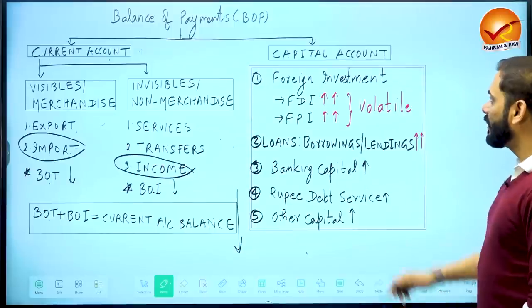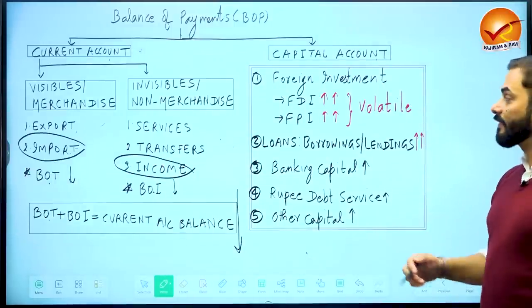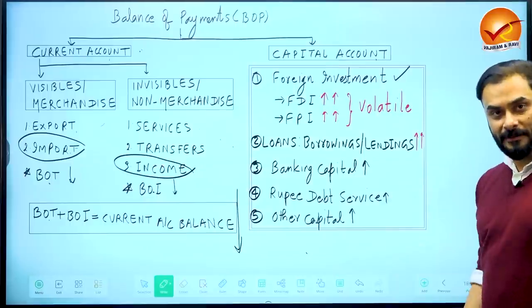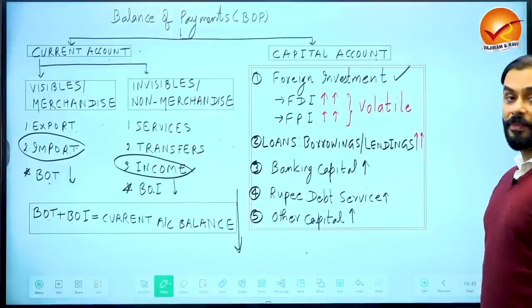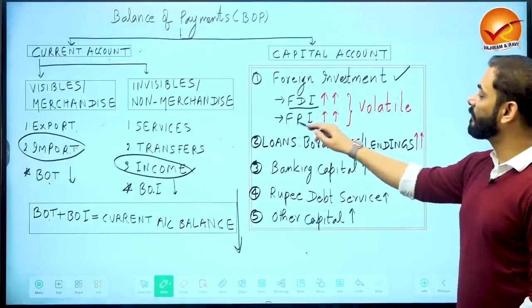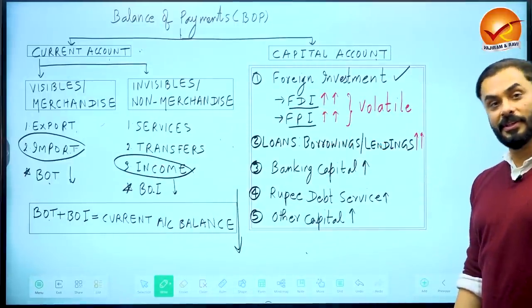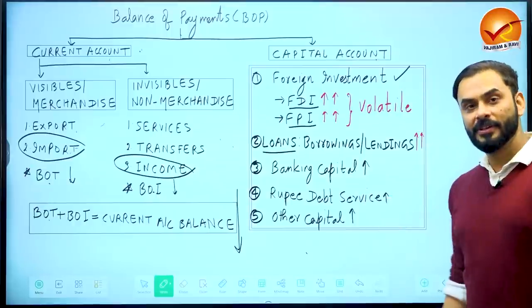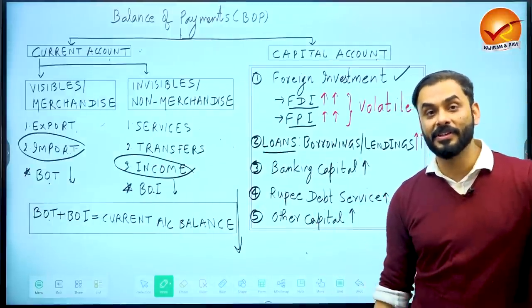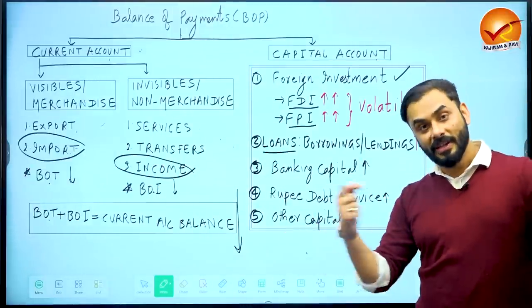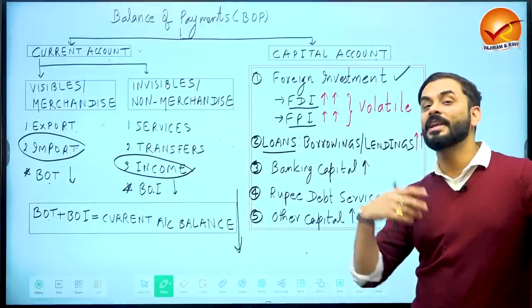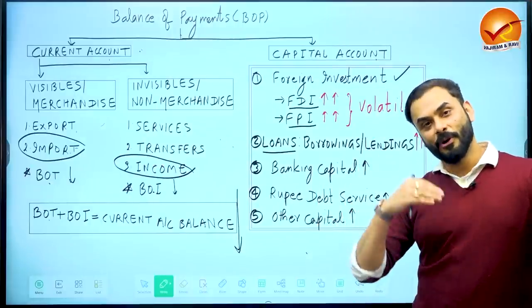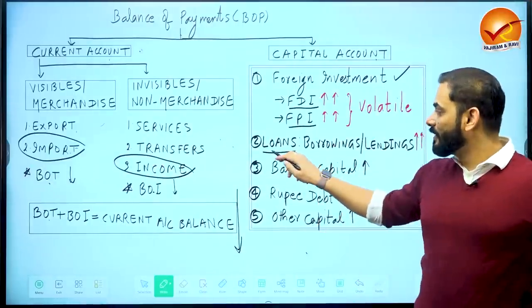Now, we are getting into capital account. What are the components of capital account? Foreign investment. What are the components of foreign investment? Foreign direct investment and foreign portfolio investment. These two are the components of foreign investment. Then we have loans. So when we borrow from other countries, it is called as loans. When others borrow from us, it is called as lending. So sometimes we borrow, sometimes we lend.